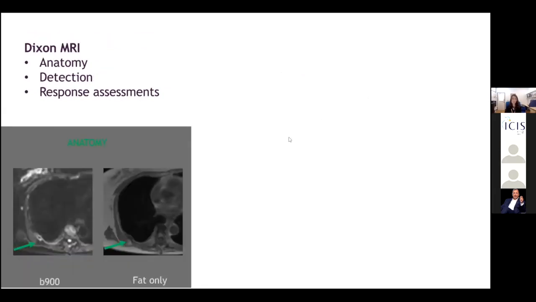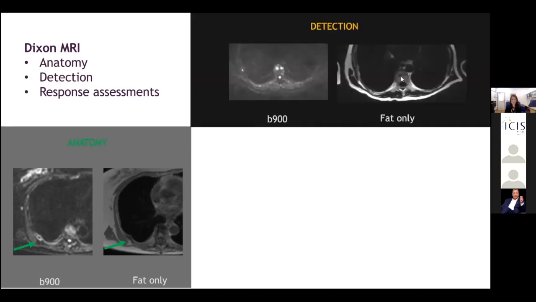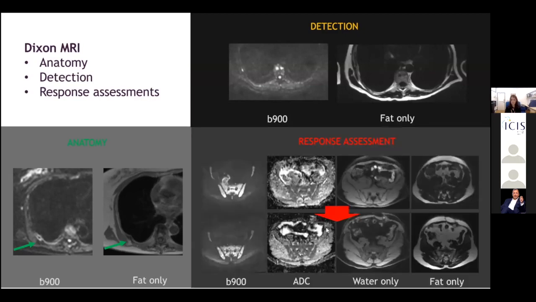And finally, the Dixon brings really good anatomical correlation for us. Here, you can see a very nice, clean rib fracture that I think would have been quite difficult to characterize on the diffusion alone. But of course, we can detect both focal and diffuse disease on Dixon. And we shouldn't forget that it's also a quantitative technique, and we do produce fat fraction maps as part of our routine workflow.